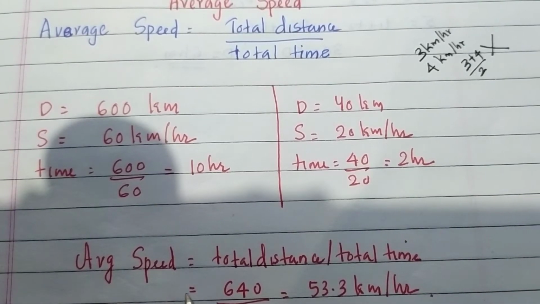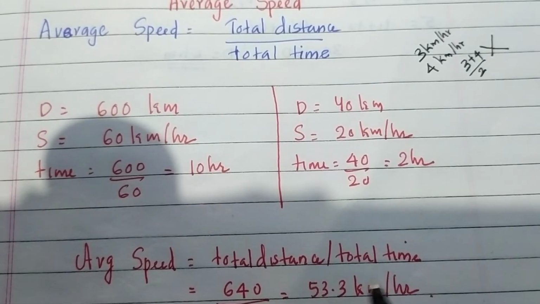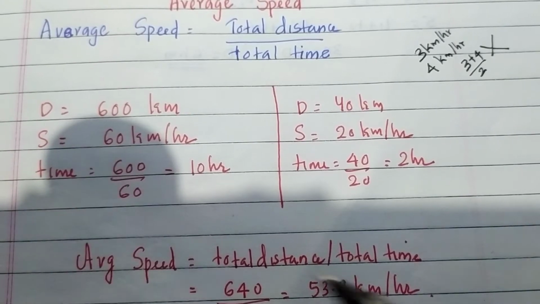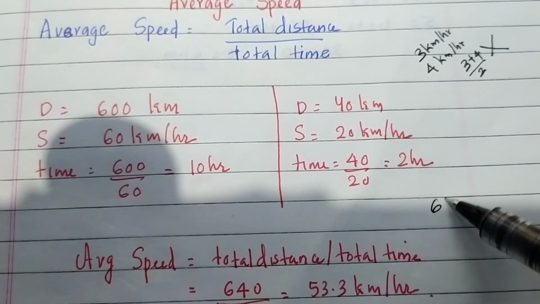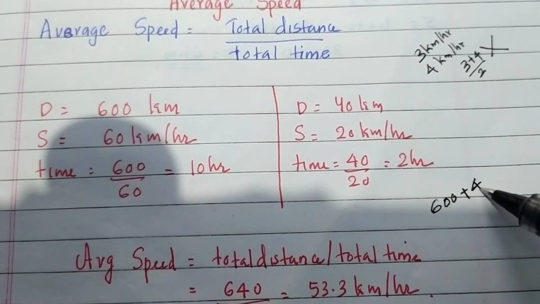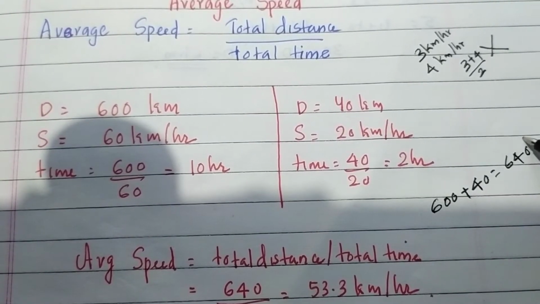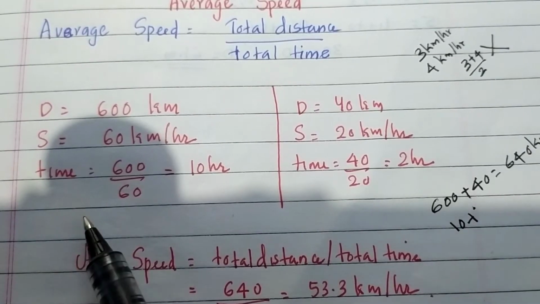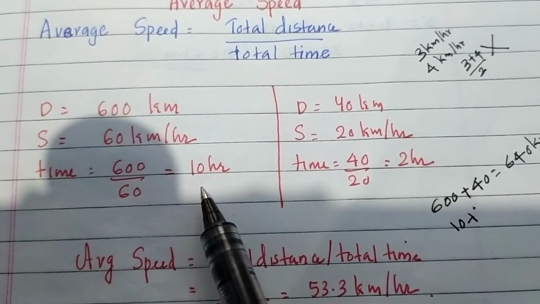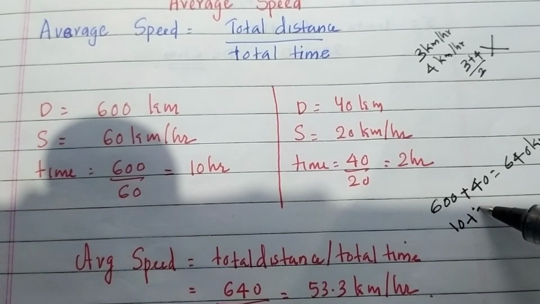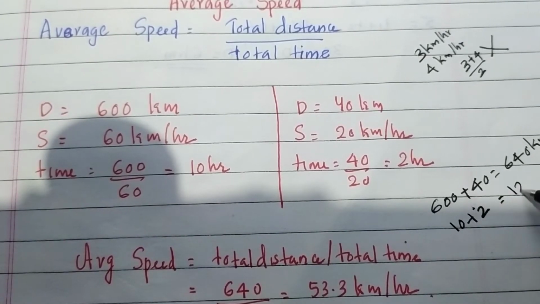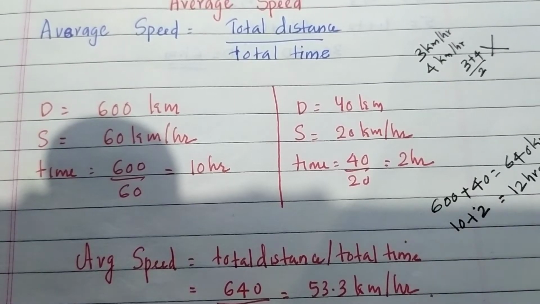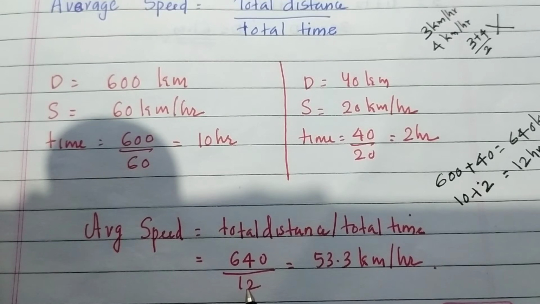So what is average speed? Average speed is equal to total distance by total time. So here, what is the total distance? Total distance is 600 plus 40, which is equal to 640 km. What is the total time? Time is T1 plus T2, which is 10 hours plus 2 hours, which is equal to 12 hours. So average speed will be 640 by 12, which is equal to 53.3 km per hour.